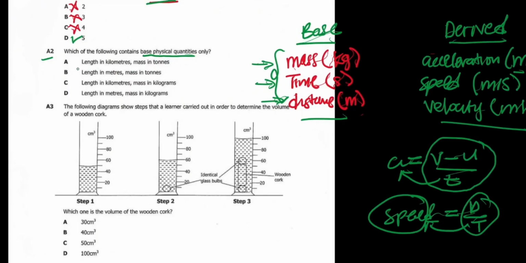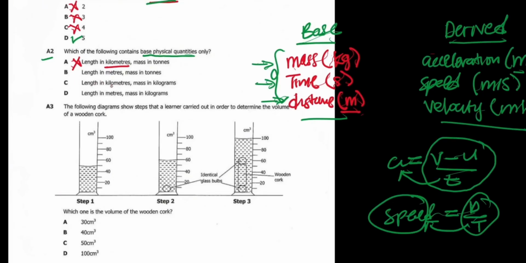Now, when you look at option A, you have length, which is a base quantity, and mass, which is a base quantity. Now, what are the correct units for these base quantities? Notice that for length, which is distance, it is given in kilometers. However, the standard unit should be meters. So we can eliminate this answer because length is used in kilometers.